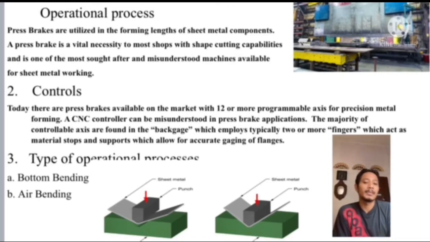Today I want to present our main topic, the folding machine CNC press brake. For the introduction of the operational handbook, press brakes are utilized in the forming line of sheet metal components. A press brake is vital to most shops with shape cutting capability and is the one most misunderstood machine available for sheet metal working.